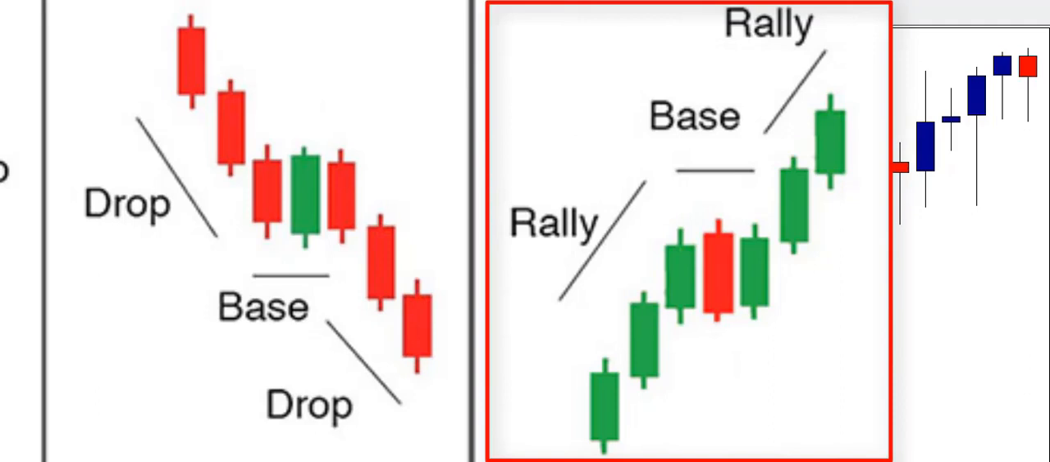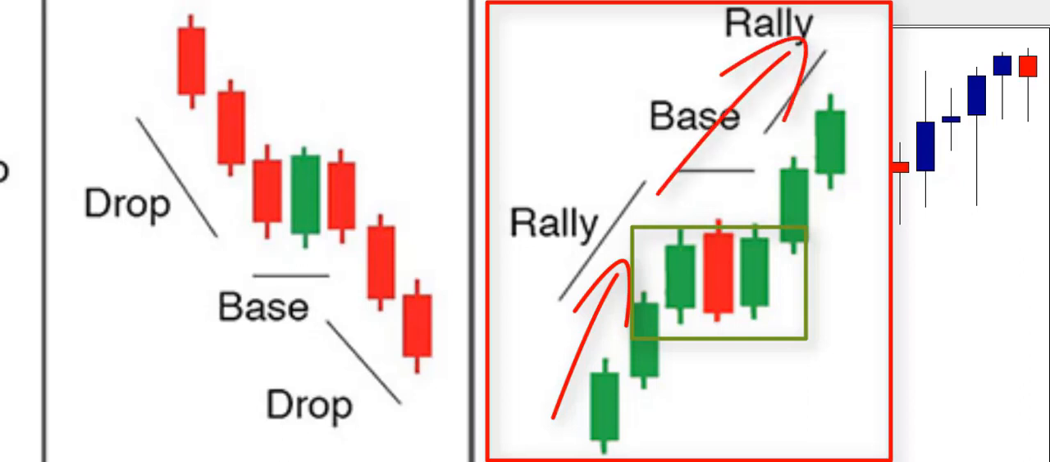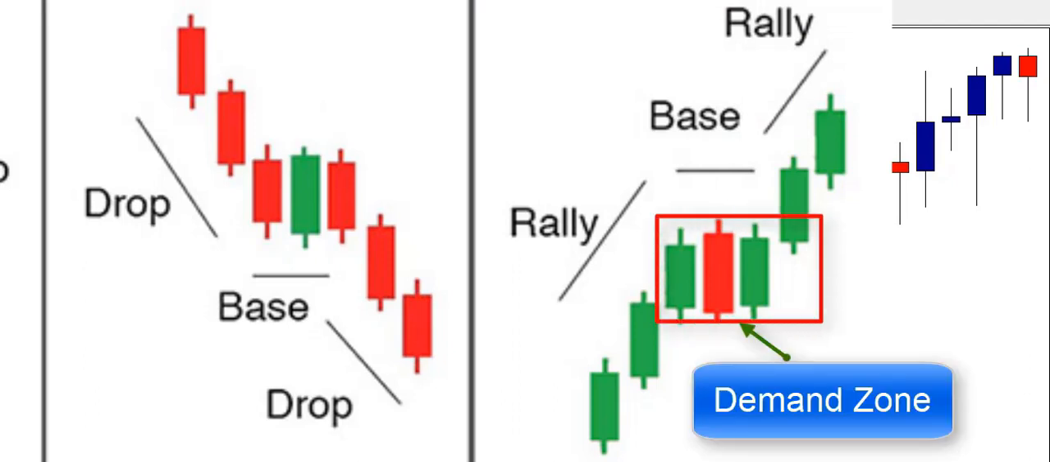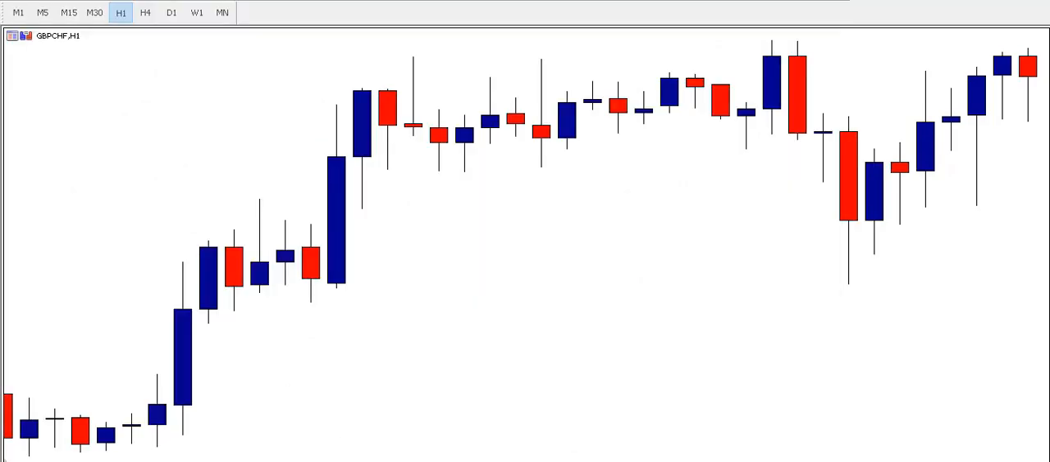The rally-based rally is a type of demand zone which forms during an up move. A rally is an up move followed by a small consolidation, which is referred to as a base, and followed by another rally which creates the demand zone itself. A rally-based rally will always create a demand zone. They will never create a supply zone. Let me show you a real chart example.